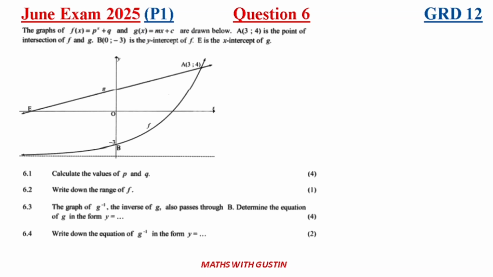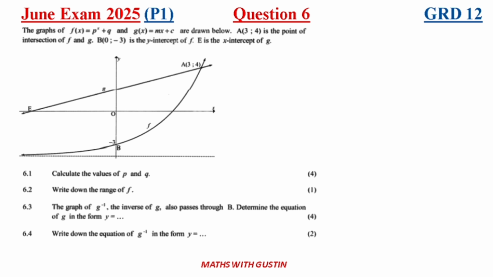Alright guys, here is question 6. Question 6 says the graphs of f of x and g of x are drawn below. We can see them. A is a point of intersection between the two graphs, which is f and g.